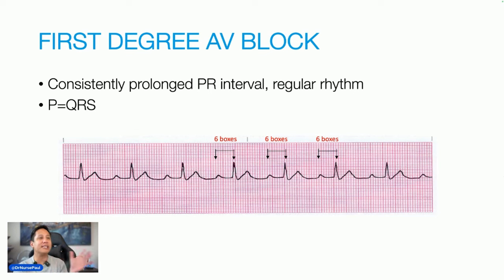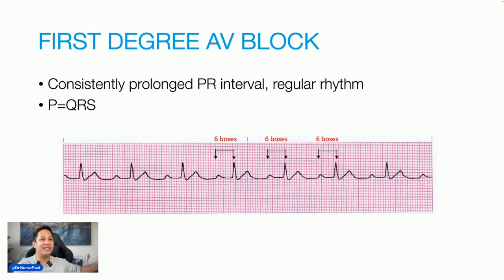Is every P followed by QRS? My God, my English. I need to take my IELTS again. I'm tired. When I'm tired, I'm running out of English. English is my second language, right? Is every P, my goodness, my Filipino tongue. In Filipino, guys, we say P as fi, and F, we say ep.